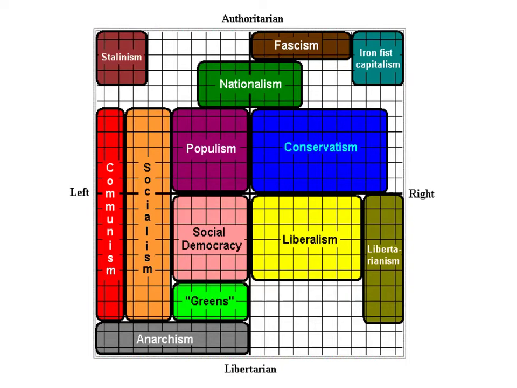The left-right spectrum deals with economic freedom and economic equality, and the up-down spectrum deals with authoritarianism slash collectivism towards the top, and individualism or libertarianism, that's social libertarianism now, on the bottom. Let's go through these different parties or ideologies set out on the grid and explain why they ended up where they are.